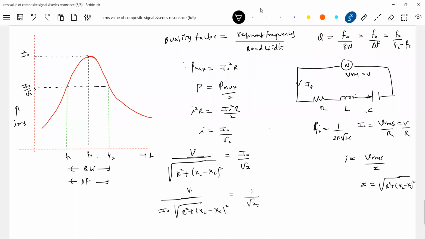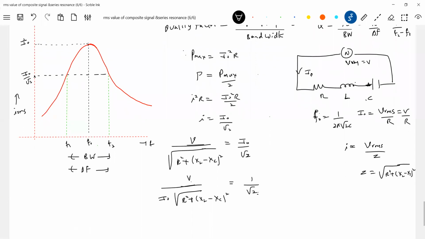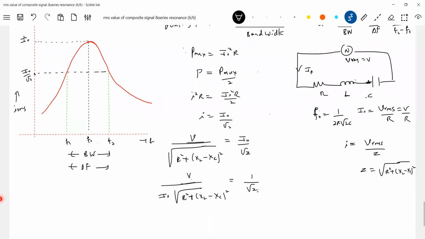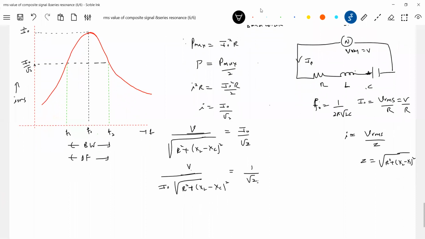Let me keep here. So what is V by I naught? Vrms by I naught should be equal to R only, according to this equation. Further, let's put this equation in order. I need a lot of space here, so let me do everything here only.